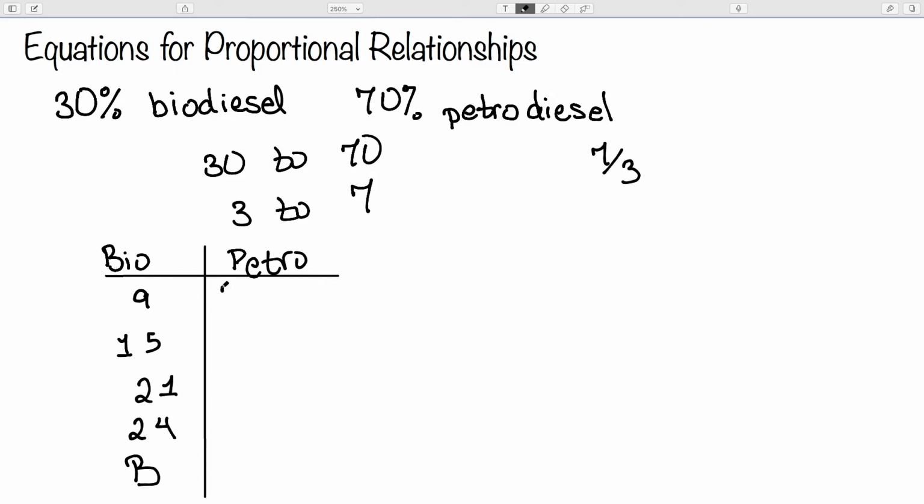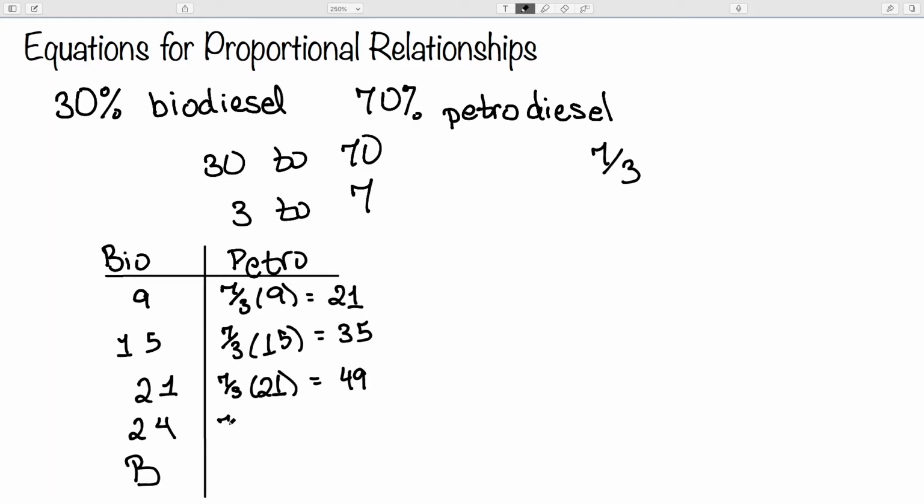So here we would have 7 over 3 times the 9 liters of biodiesel to get 21. We have 7 over 3 times 15. That will give us 35. 7 over 3 times 21. That would be equal to 49. 7 over 3 times 24. That would be 56. And in general, we would do 7 over 3 times B, and that will be equal to the amount of petro.